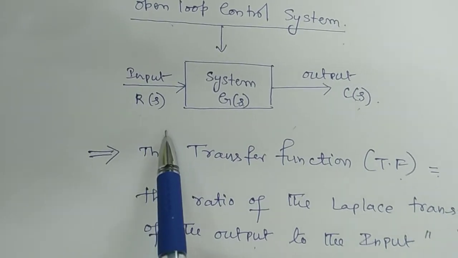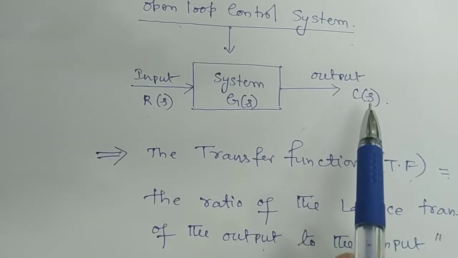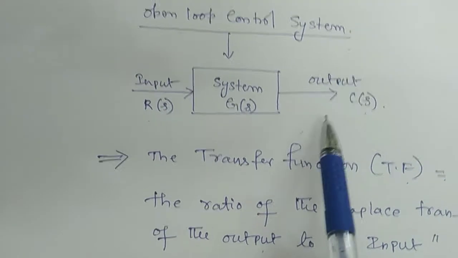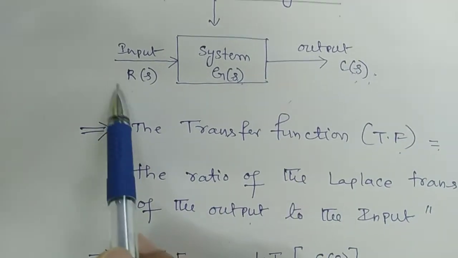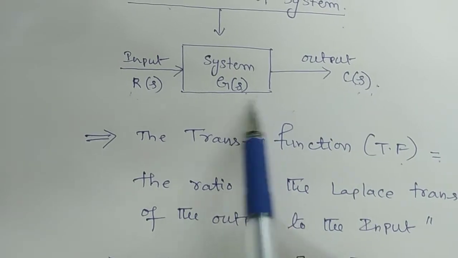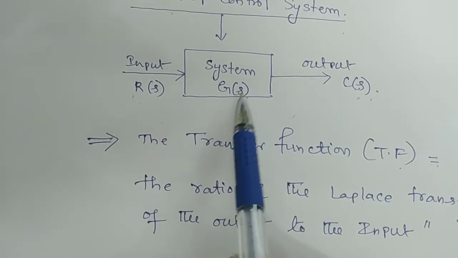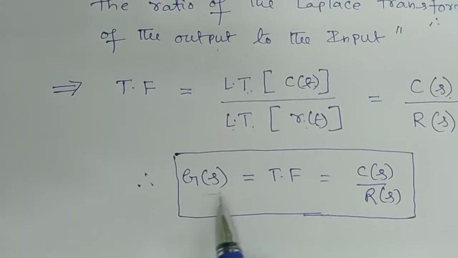From there you need to bring a relation between these three, and finally you must write the ratio of output to the input. Obviously that ratio is nothing but G of s directly. Now this is what the transfer function is, that's what I have explained here, G of s.